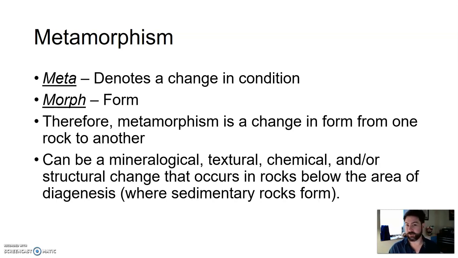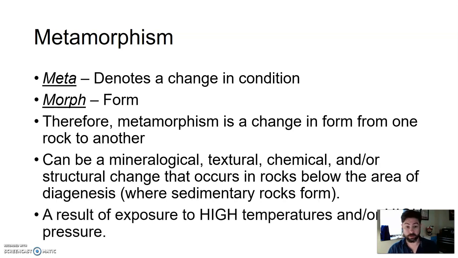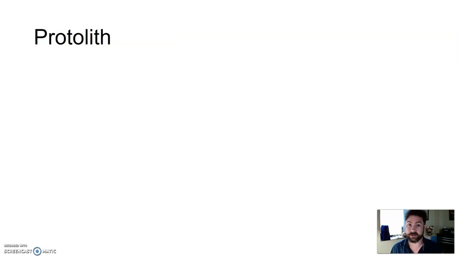Remember back to last unit we talked about compaction and cementation. You need a little bit of heat and a little bit of pressure for that to occur. Well, below that, where there's more pressure and more heat, that's where metamorphism occurs. So, metamorphic rocks are created as a result of exposure to high temperatures and/or high pressure. So when we're making metamorphic rocks, they start off as some other rocks. We apply heat and pressure to get a new rock.